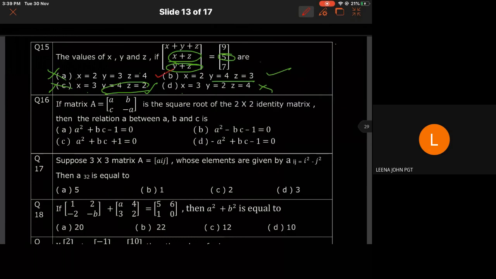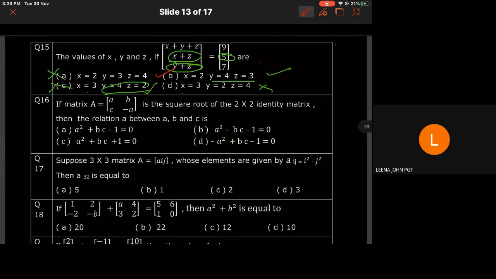Okay. Question number 16. If a matrix A is a square root of a 2 by 2 identity matrix, then the relation between A and B is. So let us leave that question.